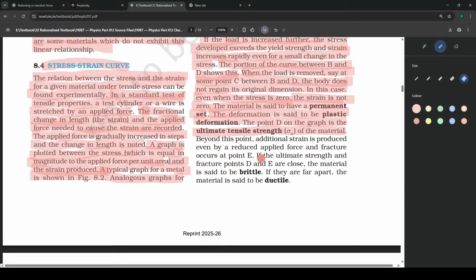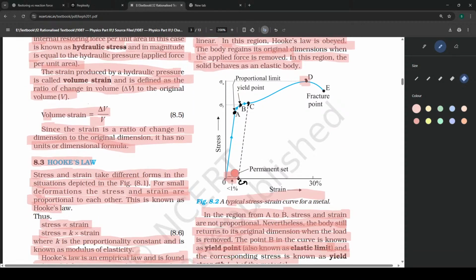Beyond this ultimate tensile strength, that is point D, additional strain is produced even by a reduced applied force, and fracture point occurs at point E. When the ultimate strength and fracture points D and E are close, the material is said to be brittle. If they are far apart, the material is said to be ductile. What they're saying is the difference between brittle and ductile materials.